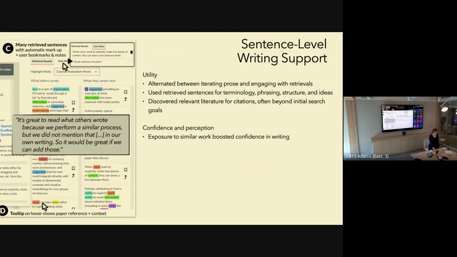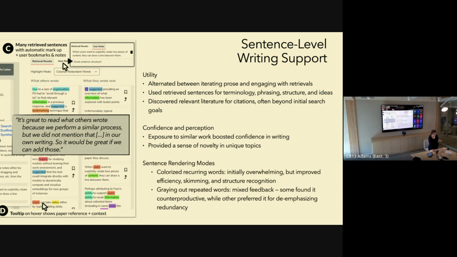It was exposure to similar work that boosted their confidence in their own writing, though obviously there's the limit of what is and isn't in the corpus, right? If it's not there, we don't want people to think it's never been done. Prior to the sense of novelty and unique topics, again, same kind of caution there.